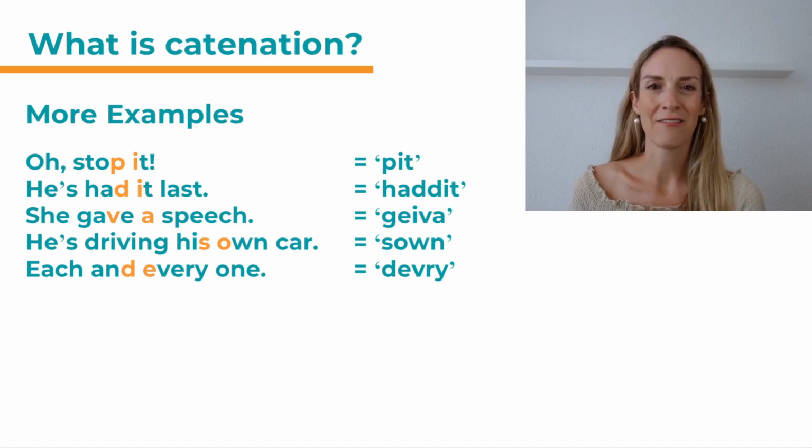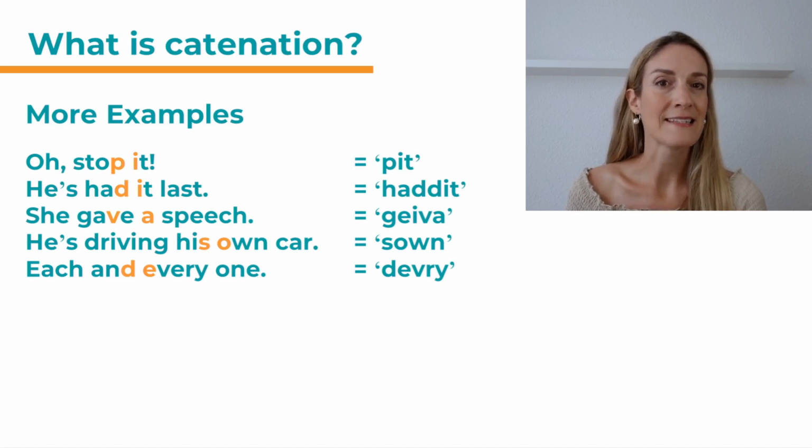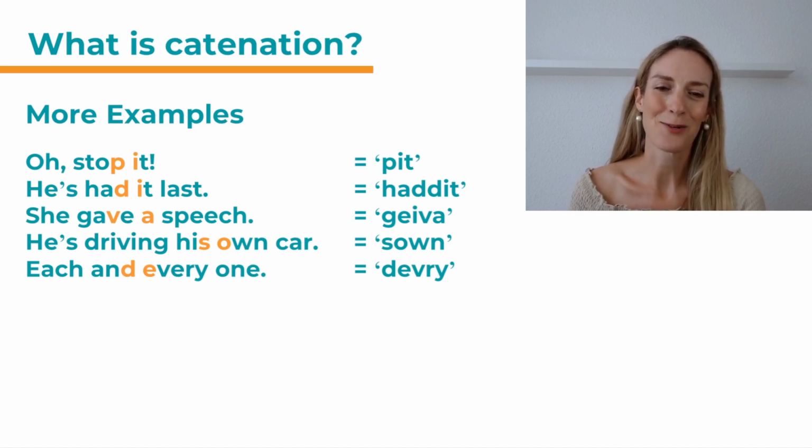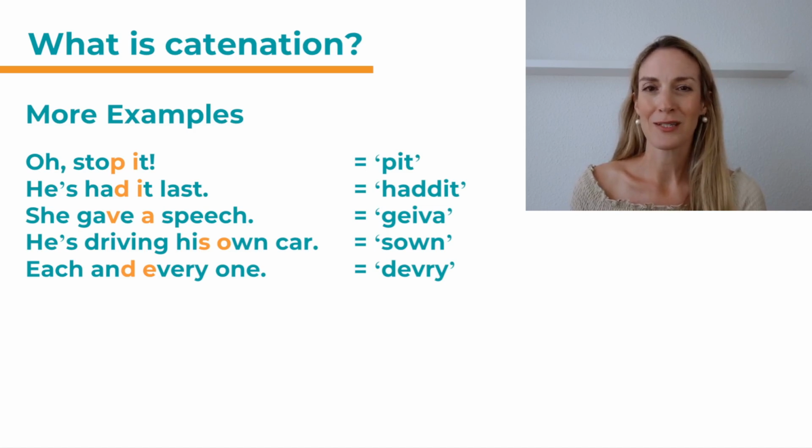Between "and" and "every," again, we have linking, catenation. "And every" almost sounds like "devry," each and every one. So next to my examples, I've written down what I think it sounds like in spelling, not in phonemic transcript, because I thought this might be easier for everyone who's learning English. If you don't know phonemic transcript, that would be difficult to read. So I wrote it down as if it was spelled this way. So these are some examples of consonant vowel linking.